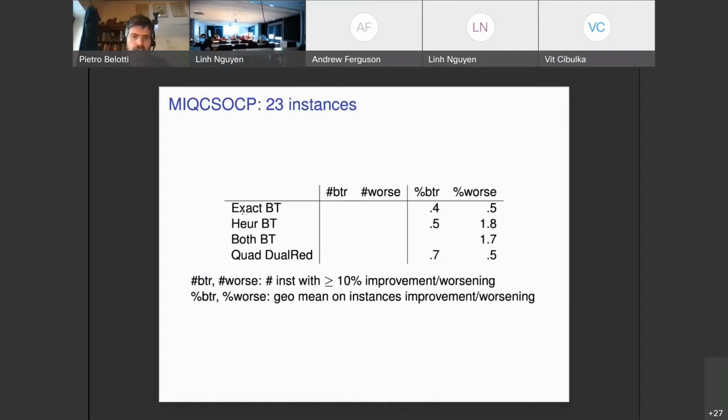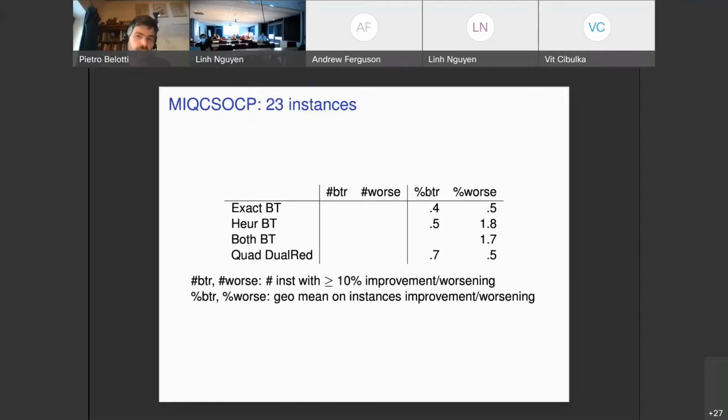So there are three techniques: the exact bound tightening, the heuristic bound tightening, and the quadratic dual reduction we just looked at. For this set of instances, which is part of the benchmark used by Hans Mittelmann on his website, and which is available for most solvers, although Express is no longer part of that benchmark, we can basically see the following. There is actually not too much of an effect of these techniques. That is, we don't have any instance that improves its performance by more than 10% with these techniques.